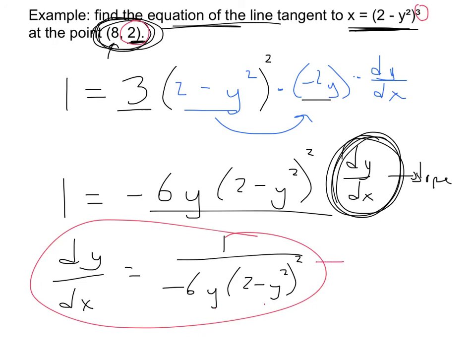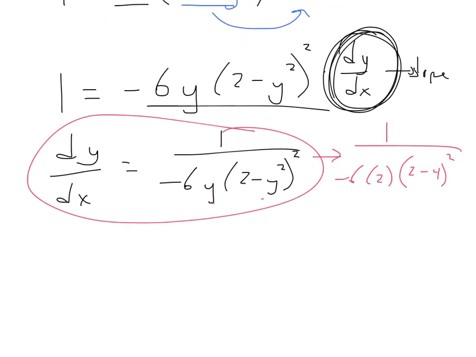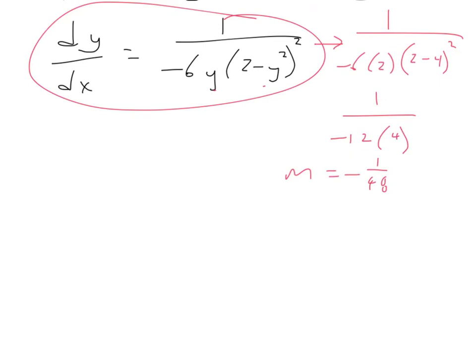To find my slope, I'm going to have 1 over negative 6 times 2 times 2 minus 4 squared. So this is 1 over negative 12 times 4, so negative 1 over 48. This is my slope. So now that I have that, I can combine it together with the point, which was 8 comma 2, and I'll get y minus 2 equals negative 1/48 times x minus 8.